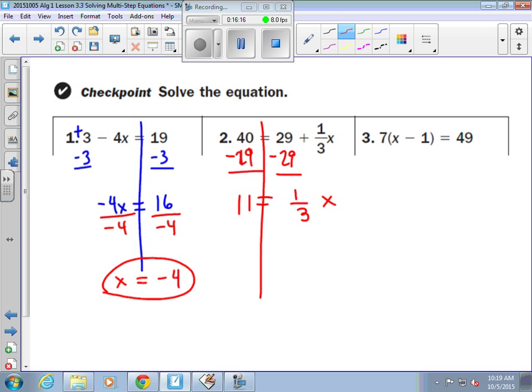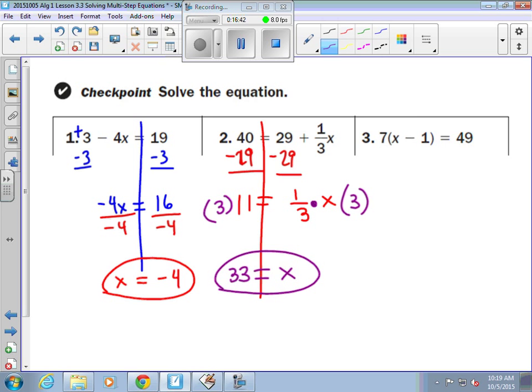Now it says 1/3 times x. Remember, in order to undo times something, you divide by 1/3. It's easier to multiply by its reciprocal. Its reciprocal would be 3 over 1, which is 3. If you multiply to the right, multiply to the left. 3 times 11 is 33, is equal to x.